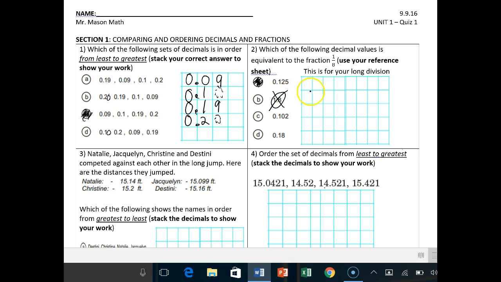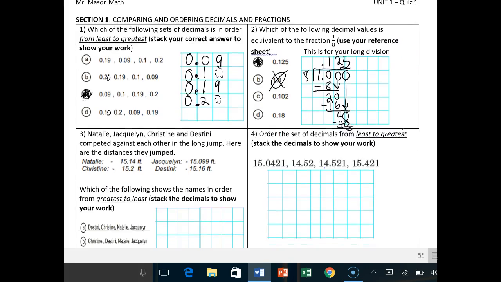You use long division. So I say, how many times does 8 go into 1? Well, it doesn't, so I put a decimal, and then I say, how many times does 8 go into 10? It goes in there 1 time. I have 2 left over. Put a 0, bring it down. How many times does 8 go into 20? It goes in there 2 times. I have 4 left over. Put another 0, bring it on down. How many times does 8 go into 40? It goes in there 5 times. And look at that. That's how we get 0.125.